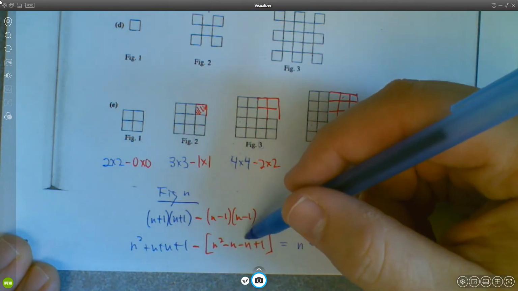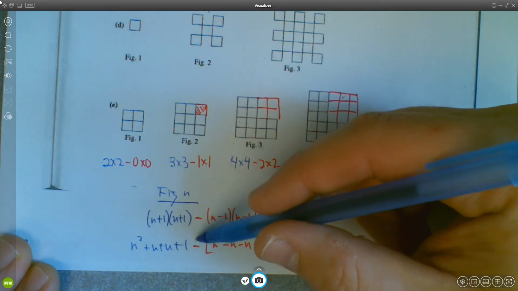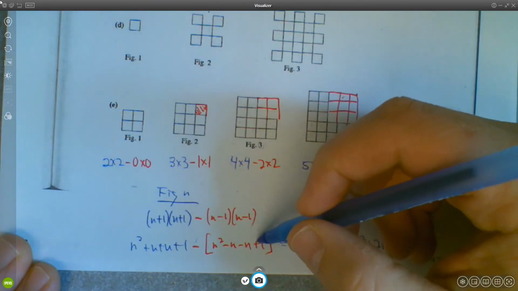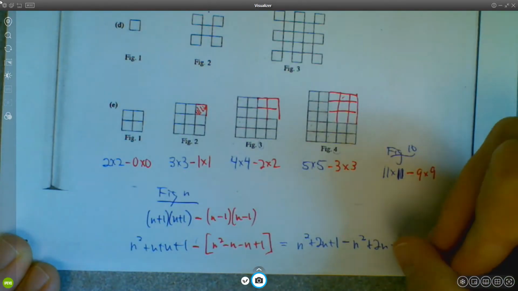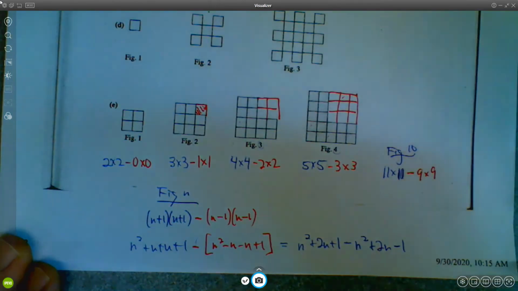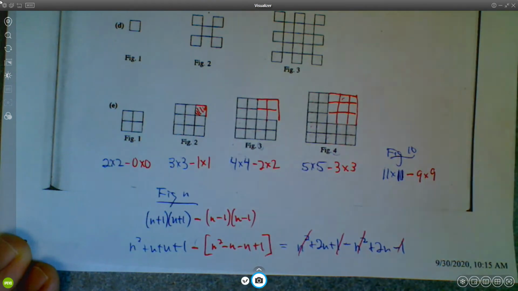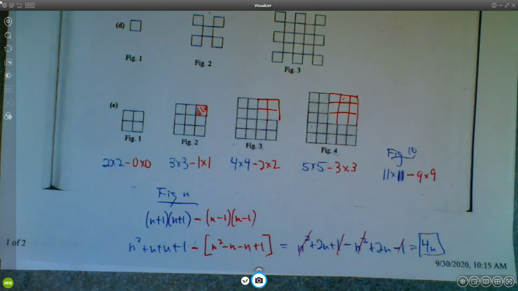Negative n minus n is negative 2n, but when we distribute this negative sign it's going to become a positive 2n, and then when we distribute the negative sign to the positive 1 here, it'll become a negative 1. Well, we can combine our like terms now. The n squareds are gone, the 1's are gone, and we have 2n plus 2n, sure enough, is 4n. So there's another way that you could have done the same thing. So that's part E.